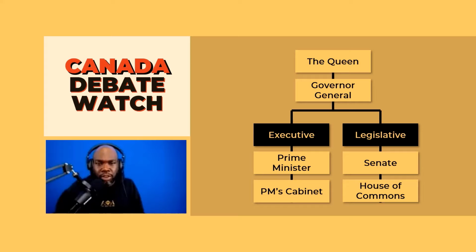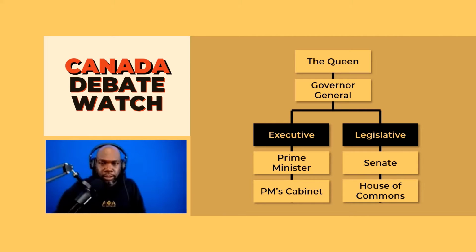The executive branch is made up of the Prime Minister and the Prime Minister's cabinet. The legislative branch is made up of the senators, which are recommended by the Prime Minister, and the House of Commons, who include the members who are voted in by the public. So, pretty simple structure, and may not be dissimilar to our American brothers.